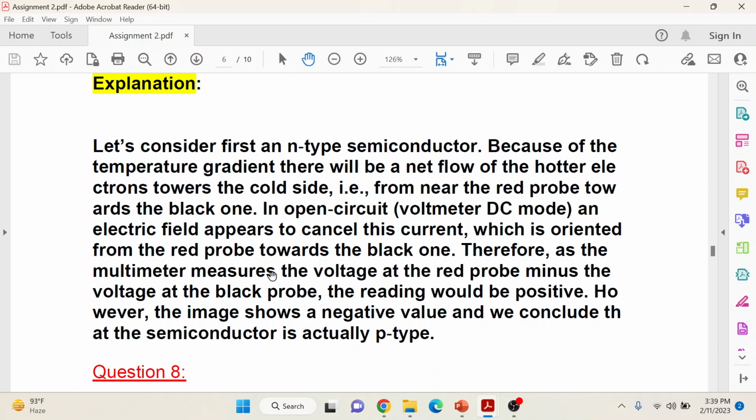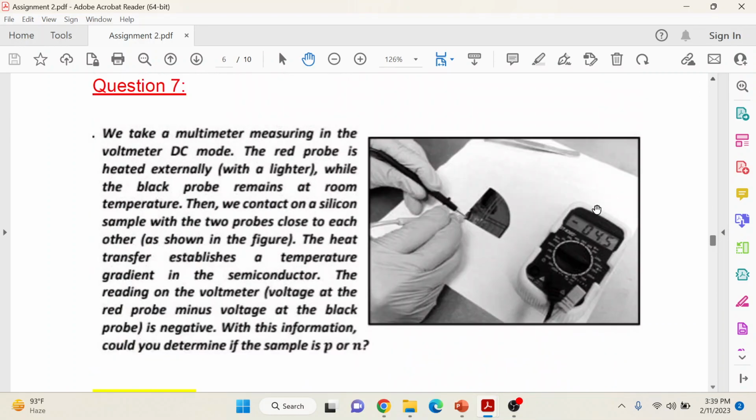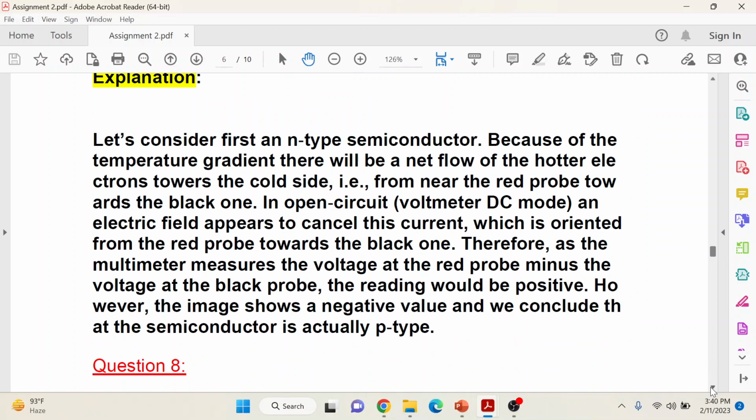Therefore, as the multimeter measures the voltage at the red probe minus the voltage at the black probe, the reading would be positive. However, the image shows a negative value, and we conclude that the semiconductor is actually P type. Are you getting it? Because of this negative value, the semiconductor is P type. This is some experimental question.